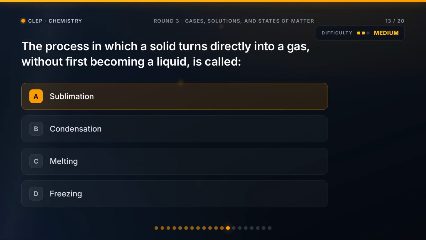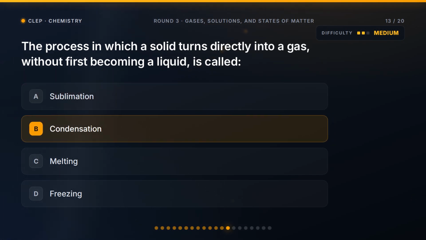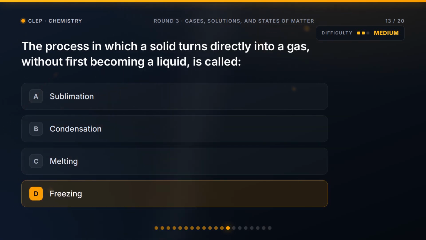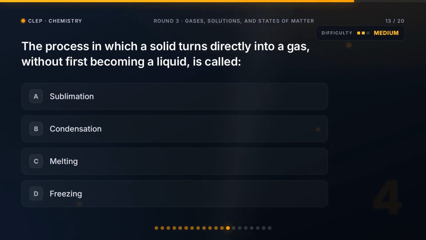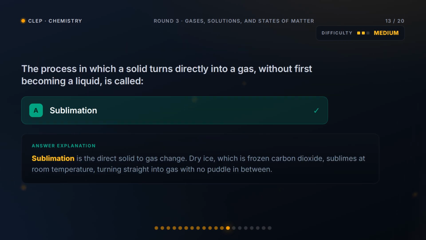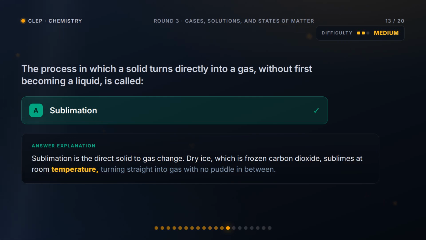called A. Sublimation. B. Condensation. C. Melting. D. Freezing. The answer is A. Sublimation. Sublimation is the direct solid-to-gas change. Dry ice, which is frozen carbon dioxide, sublimes at room temperature, turning straight into gas with no puddle in between.